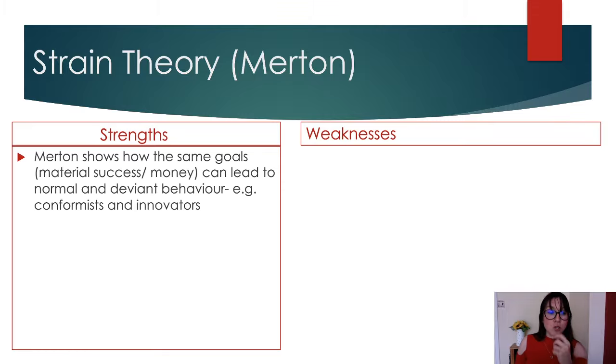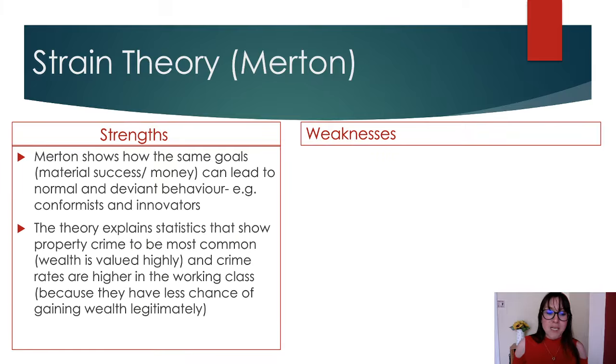Merton's strain theory, the strength of the strain theory: it shows how the same goals, material success and money, can lead to normal and deviant behaviours. So, for example, conformists and innovators. So you do need to know the 5 of Merton's strain and which ones are more likely to lead to crime. So your innovators linking to the white collar crime. So you do need to know about those.